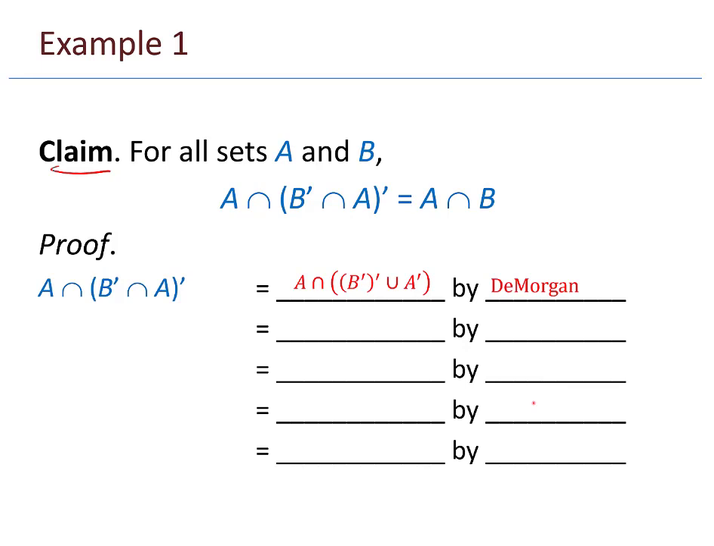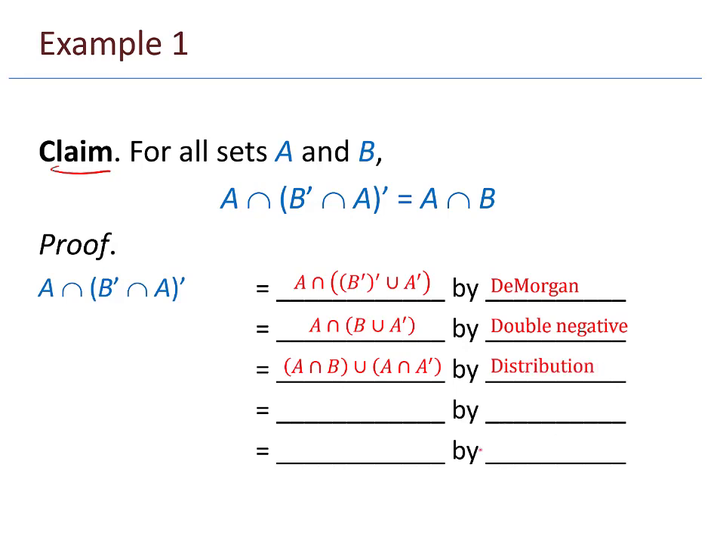And then maybe after that, I'll say, oh, you know what? That B complement, that's really the same thing as B. What property was that? That was the double negative property. After this, maybe I'll distribute the A. So that becomes (A intersect B) union (A intersect A complement). That is the distribution property.